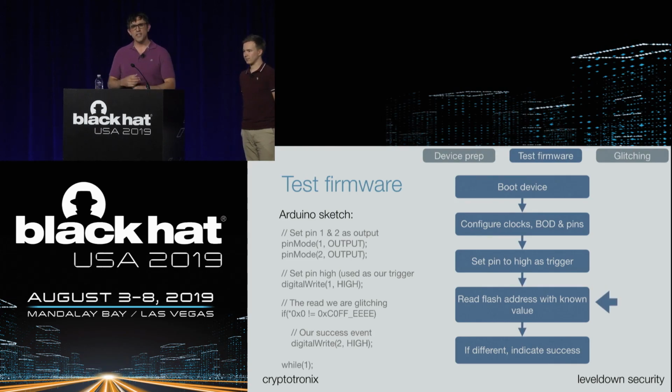Then, to get an indicator of success, what we're looking at is a flash read. That's interesting because there's code there, and there could be secrets there. And so we're particularly interested to see if our glitch affected a flash read.